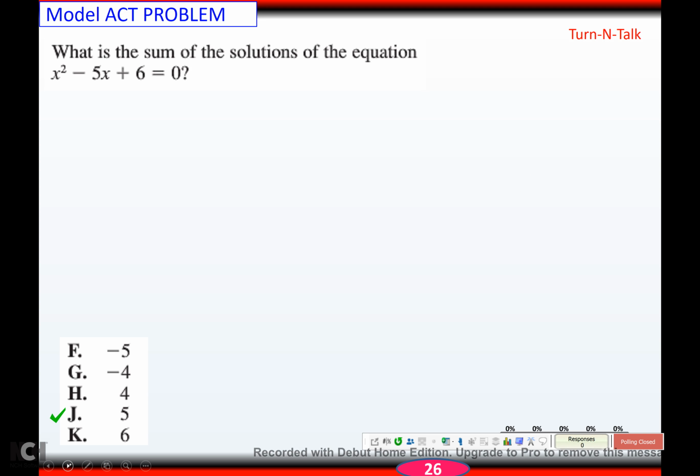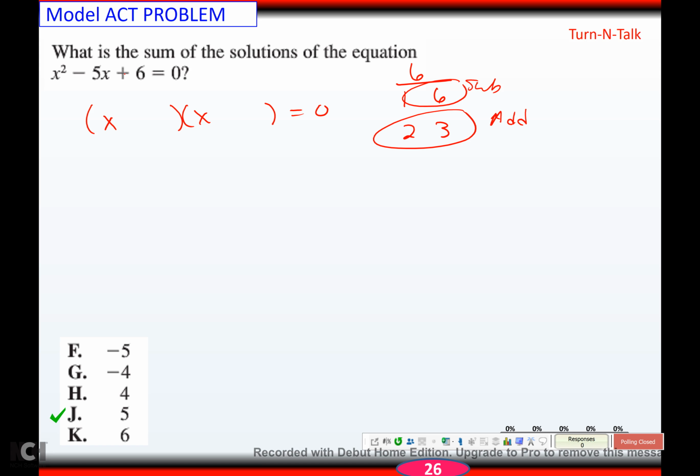They want the sum of the solutions of this equation, which should be easy because a is 1. The problem is with 6, factors of 6, 1 and 6, 2 and 3. Here's one of those rare things. Both of them can make 5. This one by subtraction, this one by addition. C will tell you which one to use. C is positive, so I know I need the addition one, not the subtract pair.